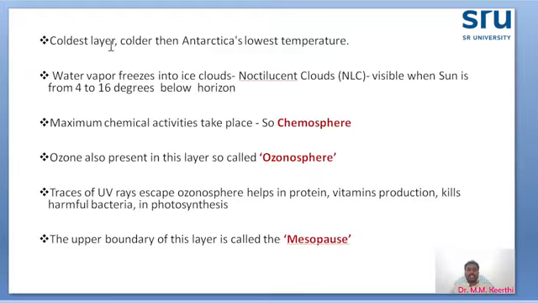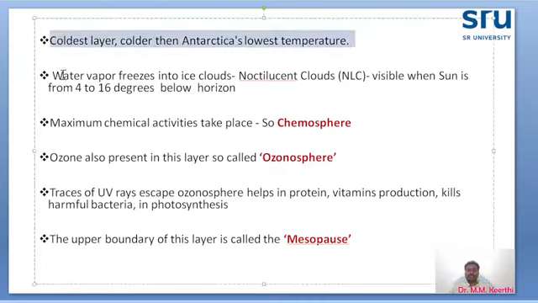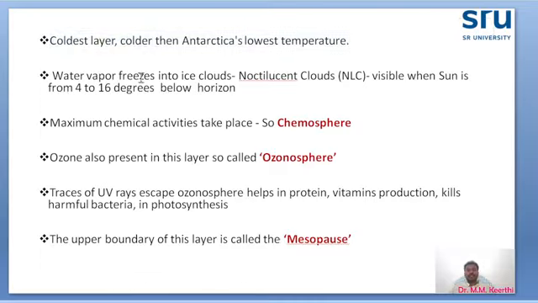It is the coldest layer, colder than Antarctica's lowest temperature, in this mesosphere region. Water vapor freezes into ice clouds. These are noctilucent clouds, NLC, visible when the sun is 4 to 16 degrees below the horizon. So noctilucent clouds will be present.